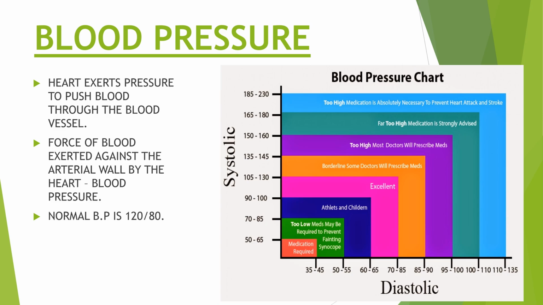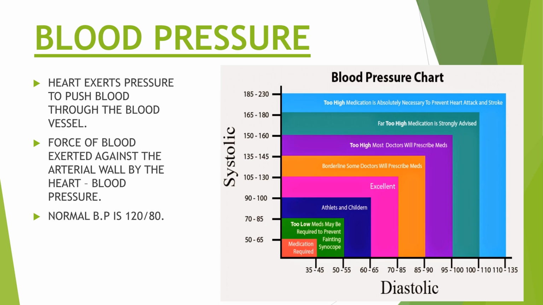Now the systolic and diastolic you can see in this table, right? The lowest is if the diastolic is between 30 up to 35 to 45 and systolic is up to 50 to 65. Medication is required. And over the top you can see the blue line when the blood pressure is very high, like if it ranges between 180 to 230 in the systolic, and in diastolic it ranges from 110 to 135. It is too high pressure, right?